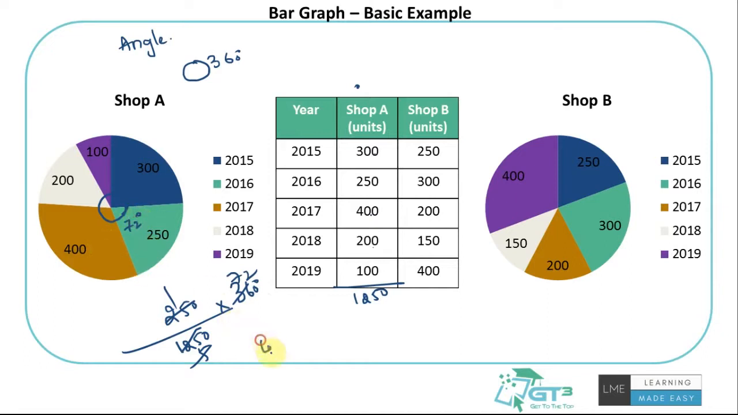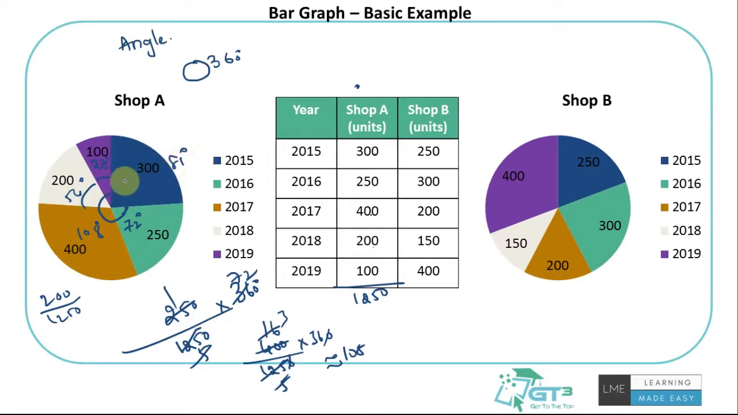What about 400? 400 by 1250 into 360. It will be approximately 108; 25 5s are 125, 3 times 36 is 108. It will be slightly more than that, but I'm just approximating it to 108 degrees. Then similarly, what about 200? 200 would be approximately 54 degrees, same 200 by 1250. Similarly, 100 will be 27 degrees and this will be 81 degrees. Let me write 81 degrees outside. That is how the pie chart gets constructed.